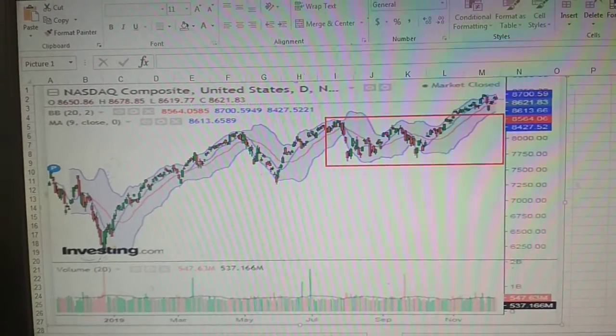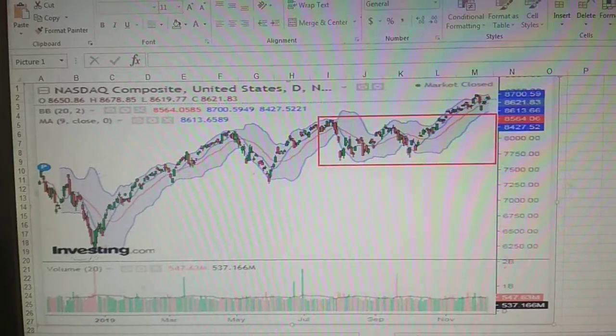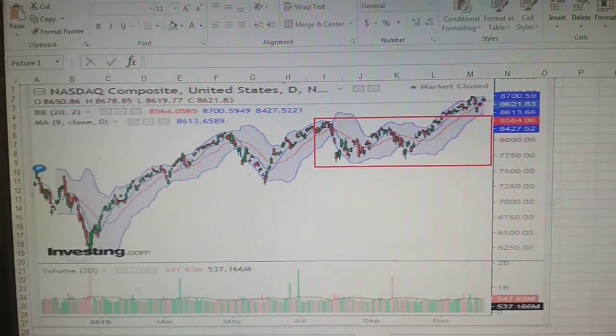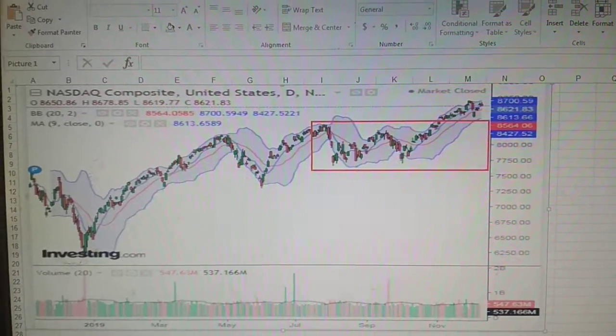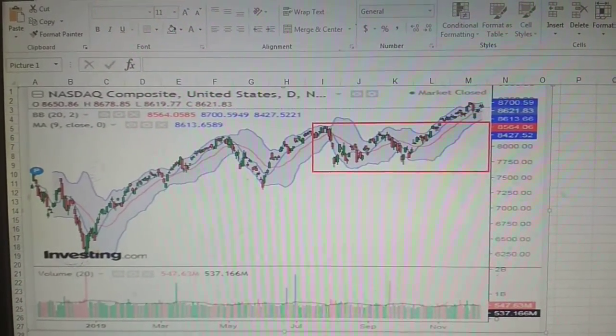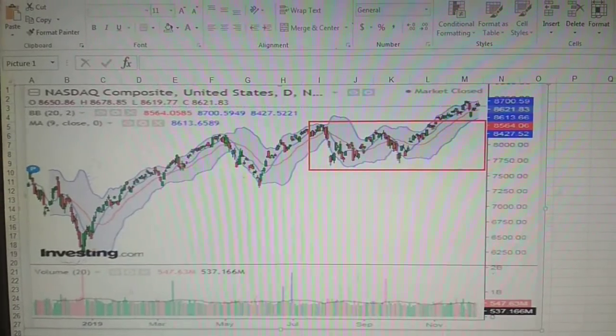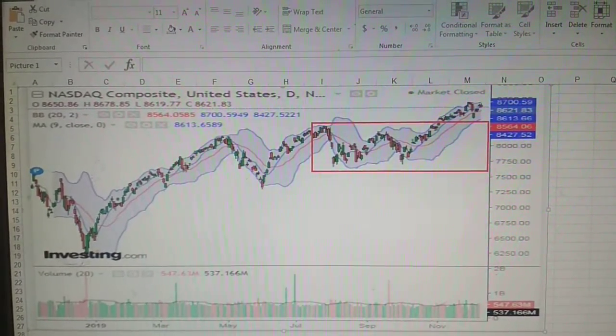This is our analysis of Nasdaq. This is a buying opportunity. The trend is positive, the indicator is positive, the volume is positive. So make a stop loss of 8613 and 8564 for the position toward the 8850 level.